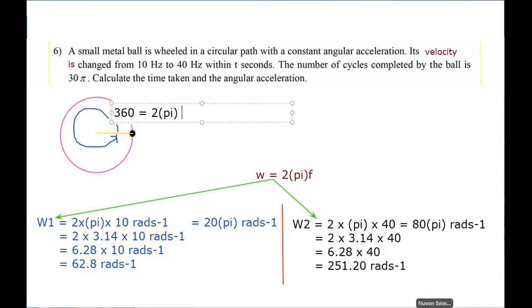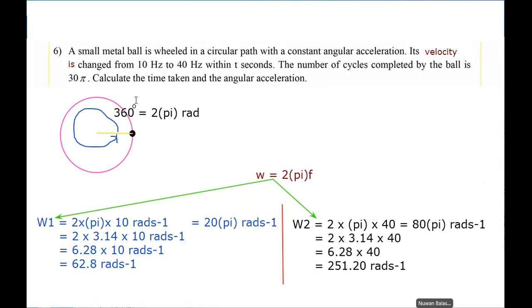So if this motion completes only one cycle, what is the rotated angle in radian? 2 pi radian. But how many cycles are completed here? The number of cycles completed by the ball is 30 times pi. So how many cycles are completed here? 30 times pi.